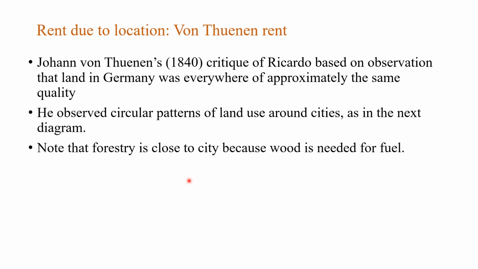Johann von Thünen critiqued Ricardo's idea of rent because where Ricardo was working in Britain, he observed quite a bit of difference between one farm and another in terms of their ability to produce crops. Von Thünen in 1840 made the observation that land in Germany was everywhere of approximately the same quality, and as a result he observed these circular patterns of land use around cities, as we'll see in the next slide.